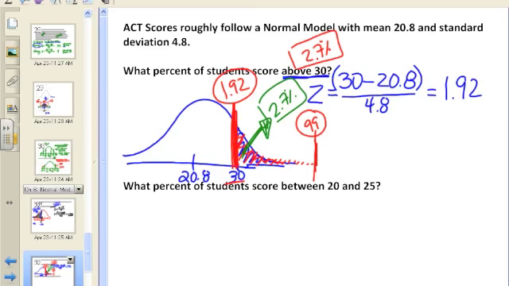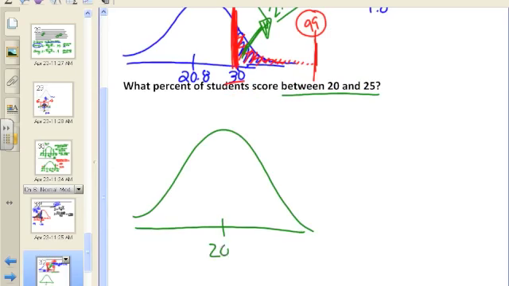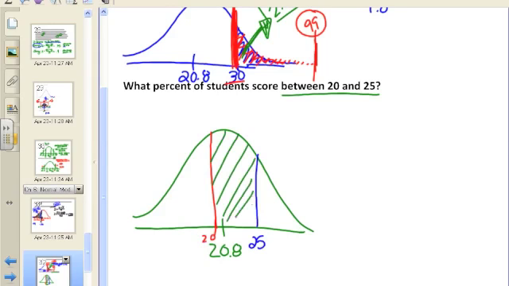All right, for our last example, let's go ahead and see what happens when we do between 2 scores. I'm going to start the same way. I always draw a picture. I put the mean in the middle. And now I have 2 numbers I'm interested in. So I'm going to put those both on my picture. 20, that's like really close here. 20 and 25. All right, and again, I'm interested in what is between those numbers. So I'm shading between.